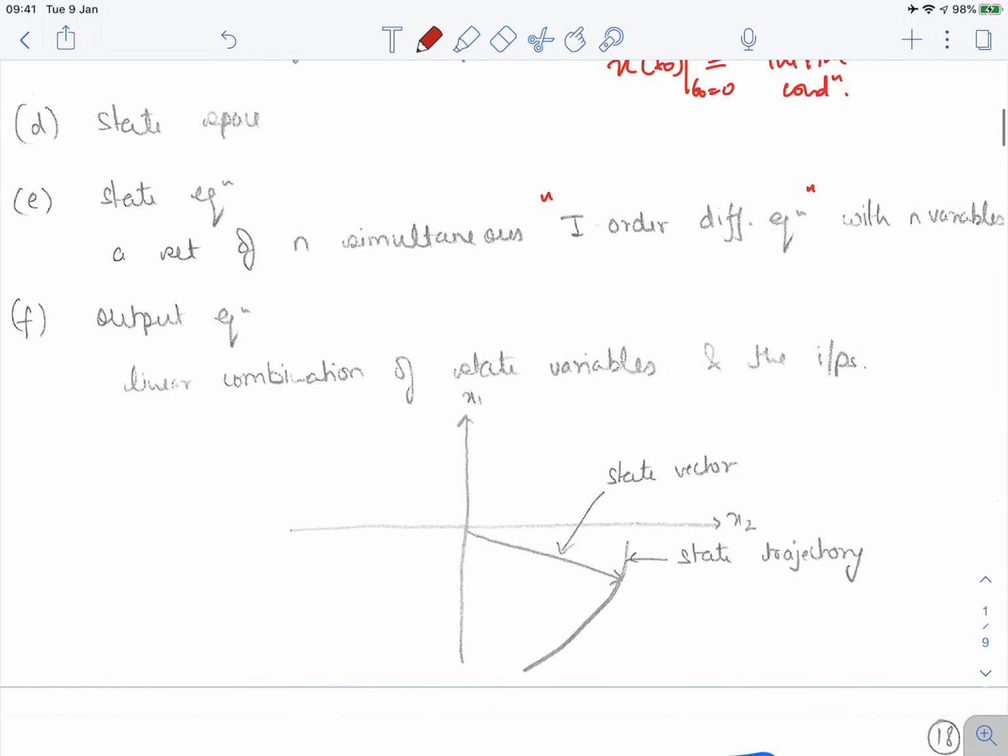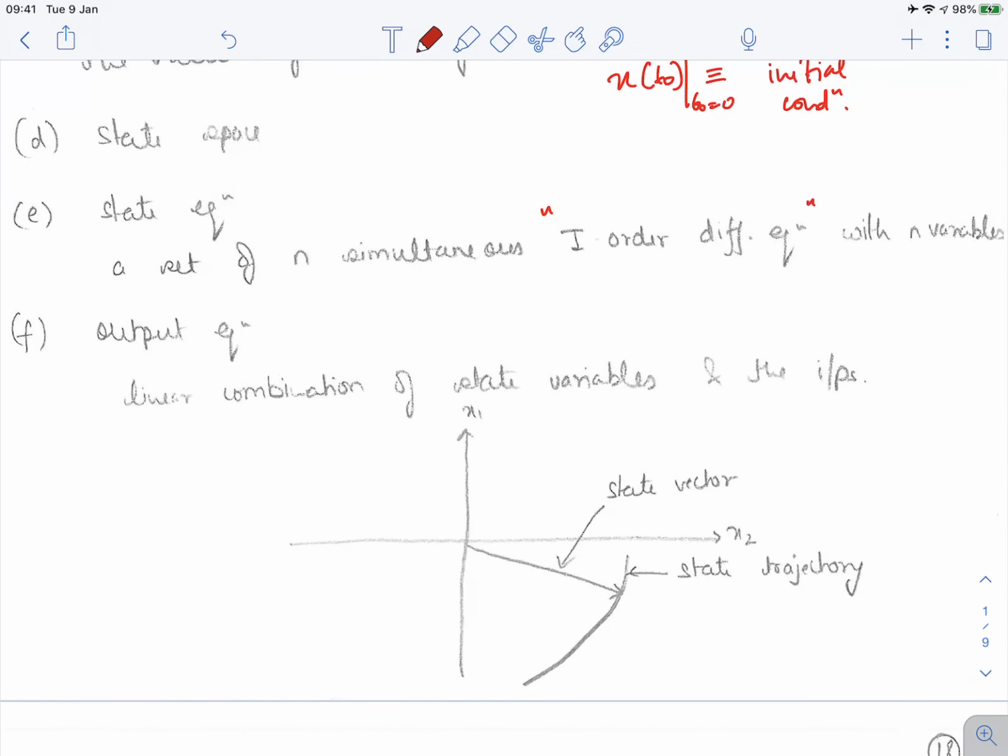So I was talking about this state space. Let's say I have defined two state variables, x1 and x2. So let's say this particular point would be my x1, x2 at some time t1. I won't use the word t naught. Let's say at some time t1.